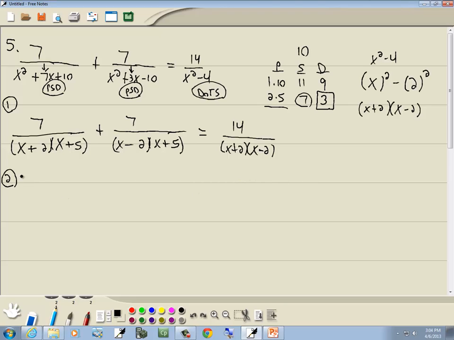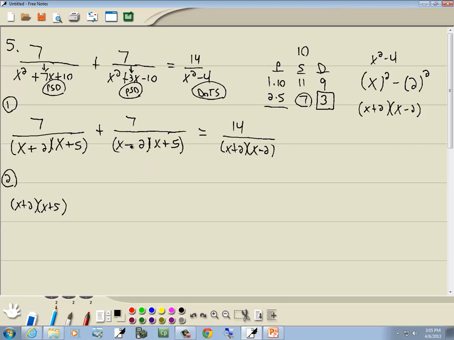Okay, step 2. Figure out your LCM and then multiply everything by it. We'll start with our first factor, the x plus 2. I'm looking for the greatest number of x plus 2's in a single denominator. There's 1 here, none here, 1 here. So the greatest number of x plus 2's is 1. I go to my next factor, the x plus 5, and I'm looking for the greatest number of x plus 5's in a single denominator. There's 1 here, none here. So the greatest number of x plus 5's in a single denominator is 1.